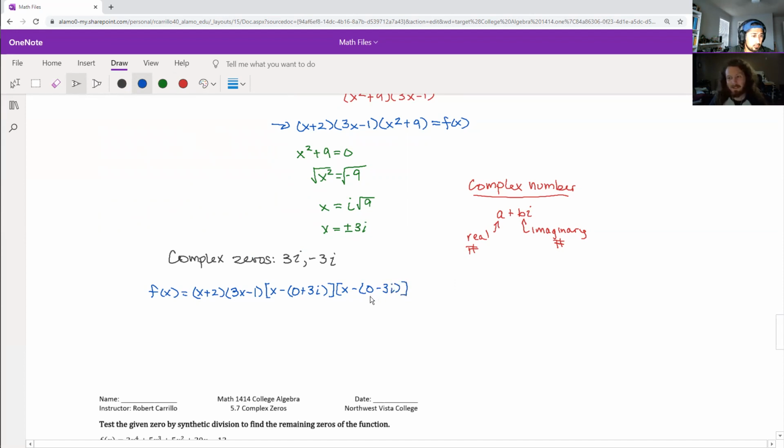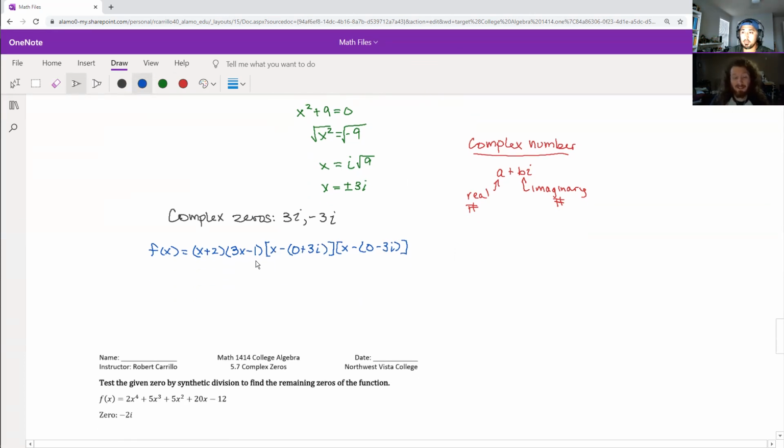Maybe the 0 isn't necessary for you. Maybe it is. I know it's helped me avoid mistakes before. So if this makes more sense to you to do it this way, do it this way. If it doesn't, take the 0 out. It doesn't change anything. So then this will be equal to x plus 2 times 3x minus 1 times x, distribute your negative, negative 3i, x, distribute your negative, plus 3i. And that is the fully factored form.